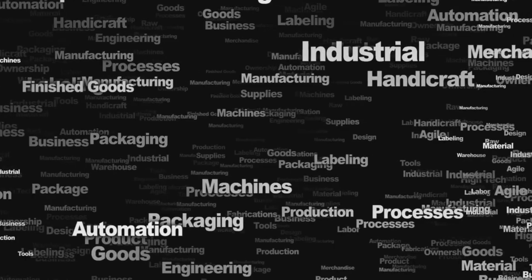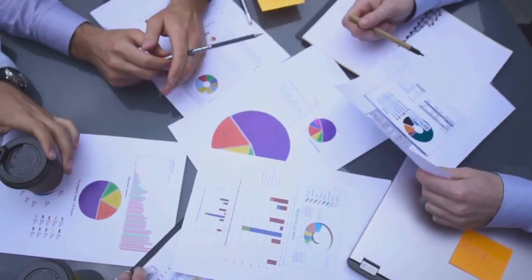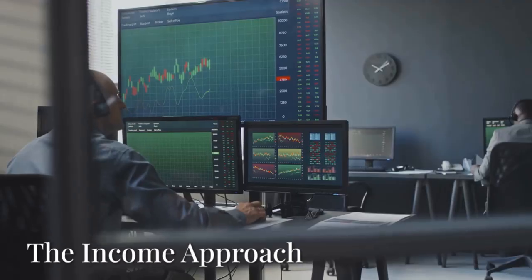The production approach helps us understand which sectors of the economy are growing or shrinking. It also helps us see how much each sector contributes to the overall GDP.